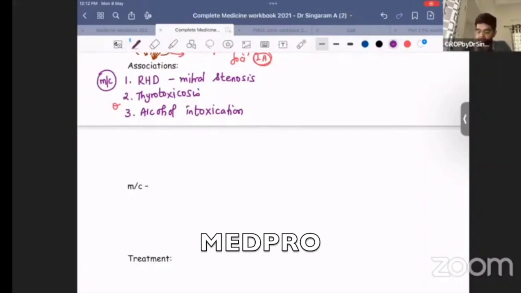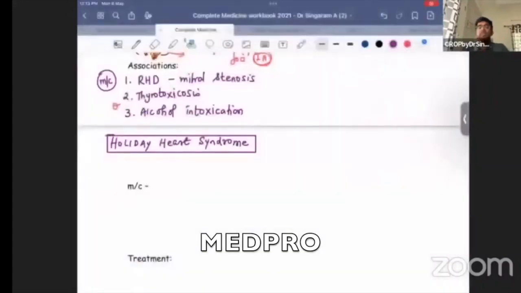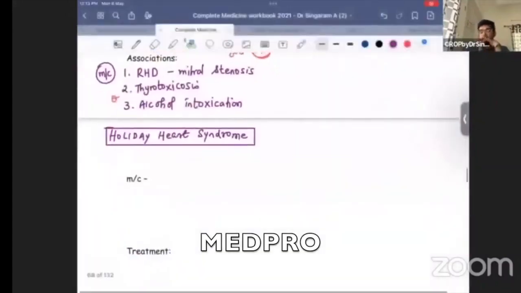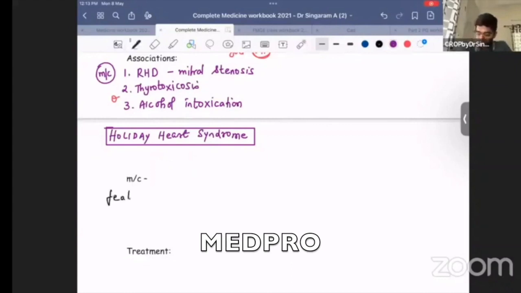What is it called? It's called holiday heart syndrome. Don't forget this. This is important. Okay, so these are the associations for atrial fibrillation. So one of the recent questions was alcohol intoxication causing arrhythmia, which is called holiday heart syndrome. So just make a note of it. So when the heart rate is so high, what do you think is the most common feature in this particular patient? What do you think would be the feature in this patient? Simple question.